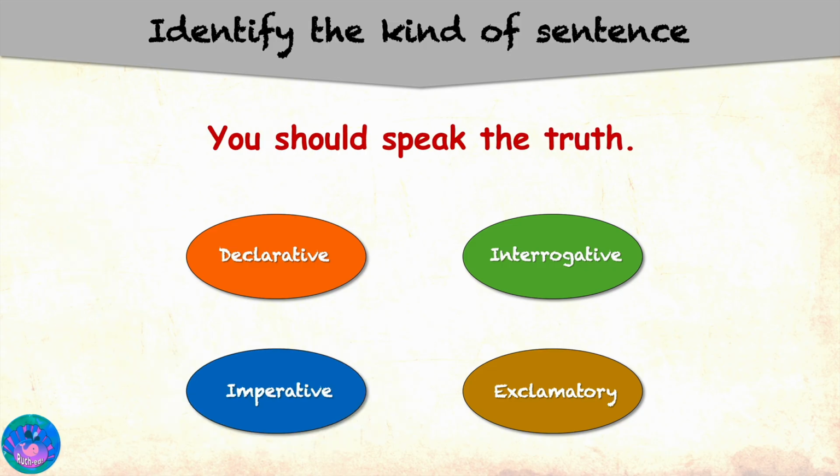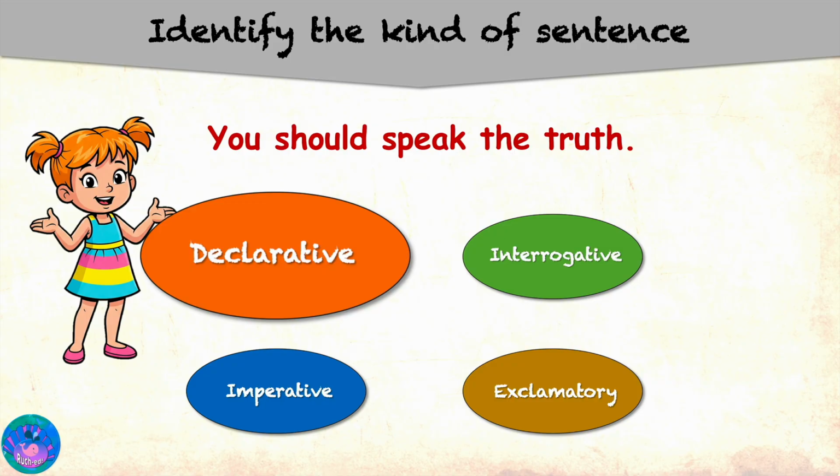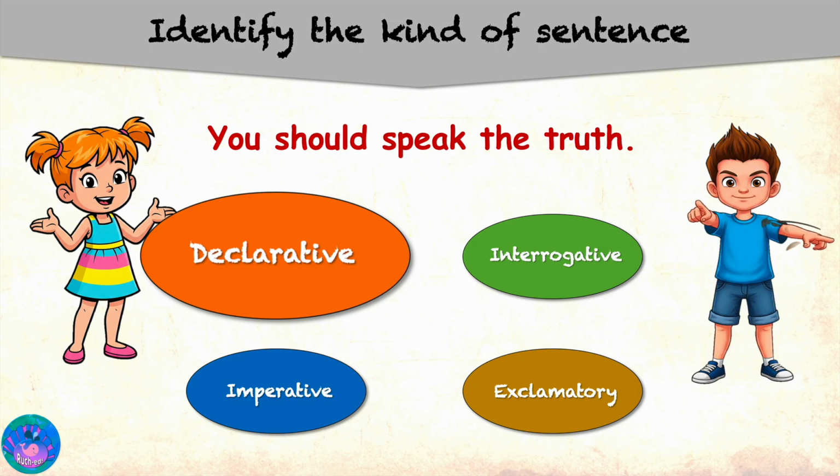You should speak the truth. This is a tricky one. If you chose declarative, you are correct. This sentence expresses an opinion or a suggestion. Hence it is declarative. It is not giving a directive. Hence it's not imperative. If the sentence was speak the truth or please speak the truth, then it would be imperative.